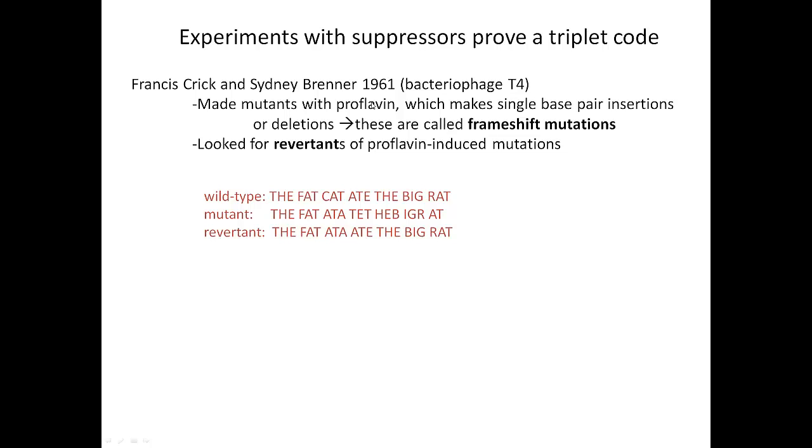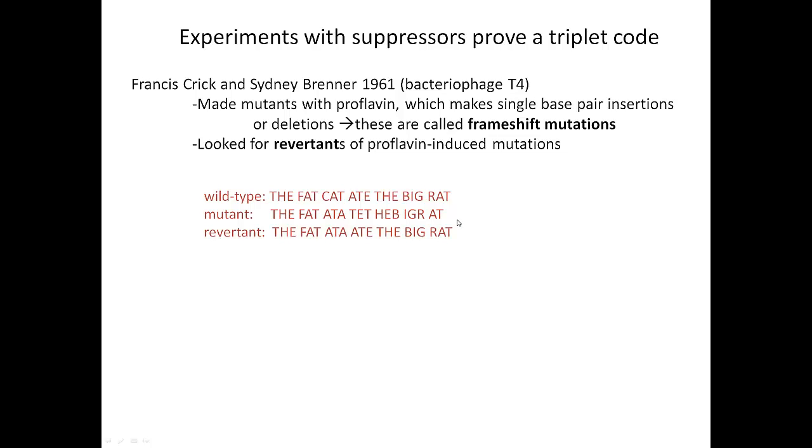Proflavin either makes a deletion or an insertion of a single base, and what that leads to is a frameshift mutation. If you look at this representation of a triplet code, each of these codes spells a word, and we've got a sentence here that actually makes sense. If they hit that gene with proflavin, you very frequently get a frameshift mutation. What happened here is that you lost a C, and everything after that position is gibberish.